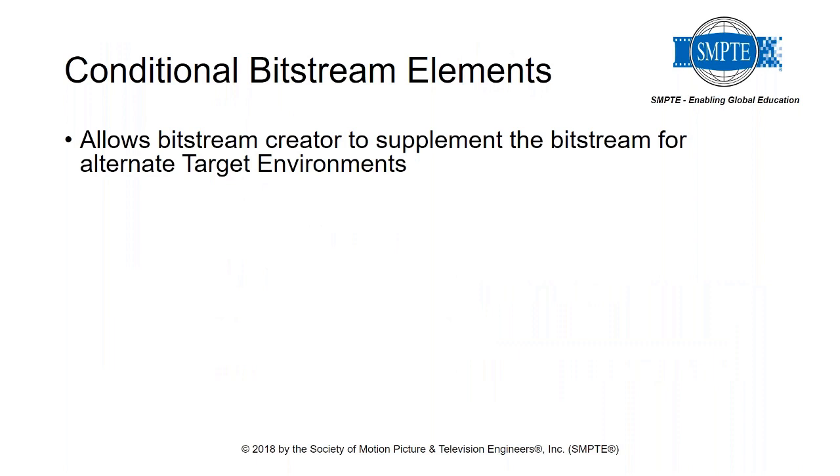So now we're set up to talk about conditional bitstream elements. Basically, the reason for conditional bitstream elements is that they're not always rendered. They're rendered if the use case is met. It allows a bitstream creator to supplement the bitstream for alternate target environments. You've got this nice bitstream created, and it's set up assuming a certain speaker configuration on playback. There's a bed set up for it, there are objects set up for it. But what if it's played back in a different environment? You might want to send additional metadata to tailor how the bitstream is rendered in those environments.